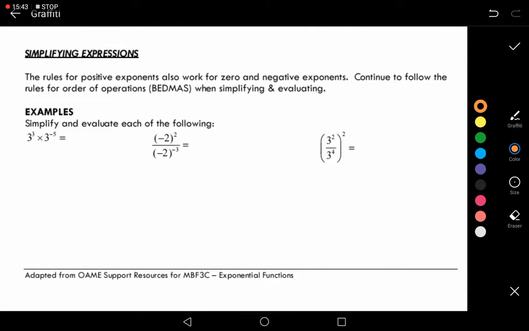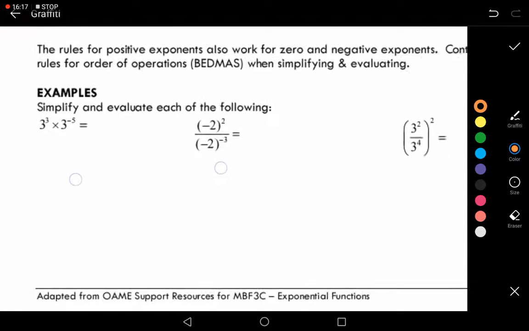Okay, simplifying expressions. It says, the rules for positive exponents also work for 0 and negative exponents. Continue to follow the rules for order of operations when simplifying and evaluating. So these are going to be kind of the most complicated ones we're going to get, right? Where we're going to have to apply the different exponent rules as well as that 0 and negative exponent rule that we just learned in this lesson. And we need to make sure we're following BEDMAS. So in this case, we don't have brackets, so we're going straight to exponents for this first example here.